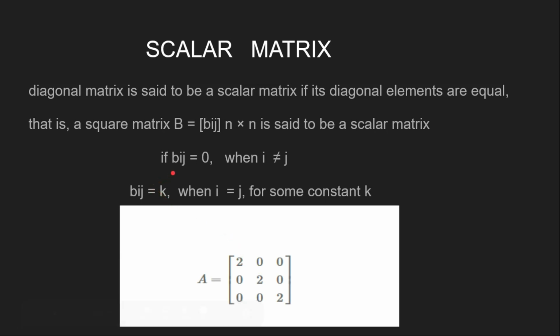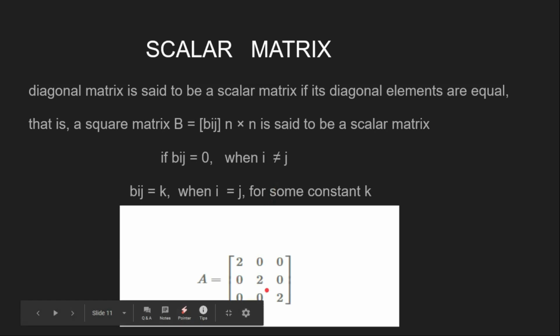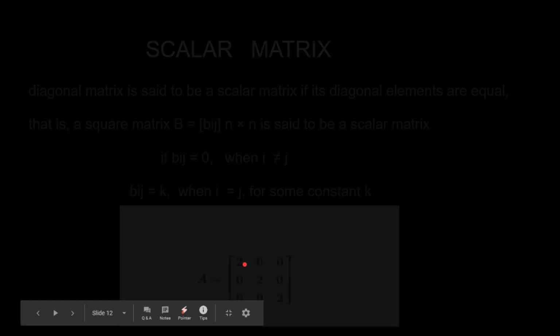So here's the notation. You can say that b_ij, where i and j represent the rows and columns, should be equal to 0 when i and j are not equal. So this one, this one, this one, in these cases i and j are not equal. In this one, in this one, in this one, i and j are not equal. So all the values of these elements when i and j are not equal are 0. And when i and j are equal, then there can be any constant value. So you can say that this is the scalar matrix.